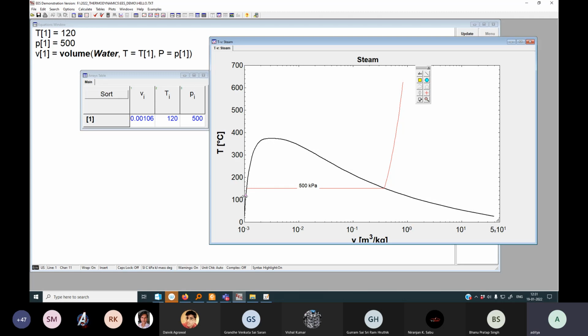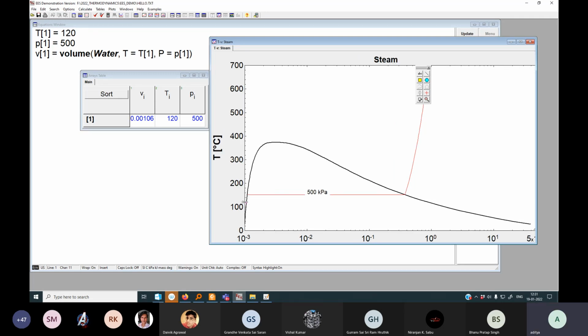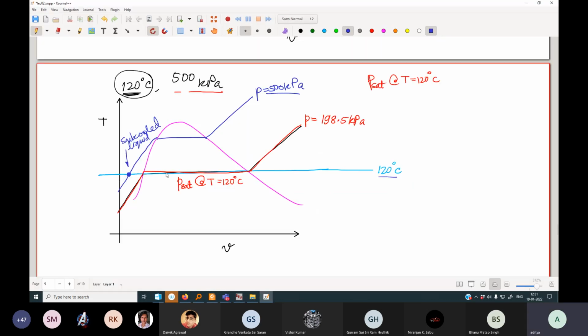Okay, here is the point. I'm not sure if you're able to see that, but it's subcooled. It's very close to the saturated liquid line. Can you see it? And it's below this. So that was what our conclusion was.